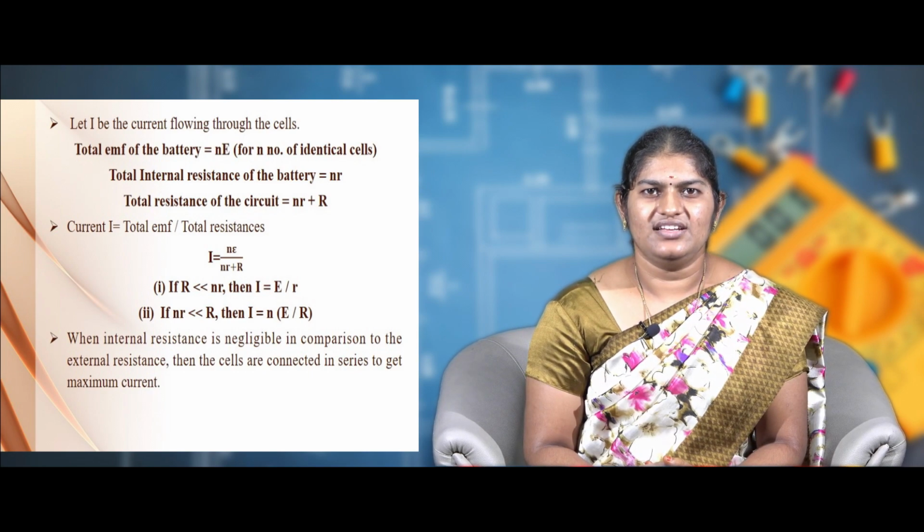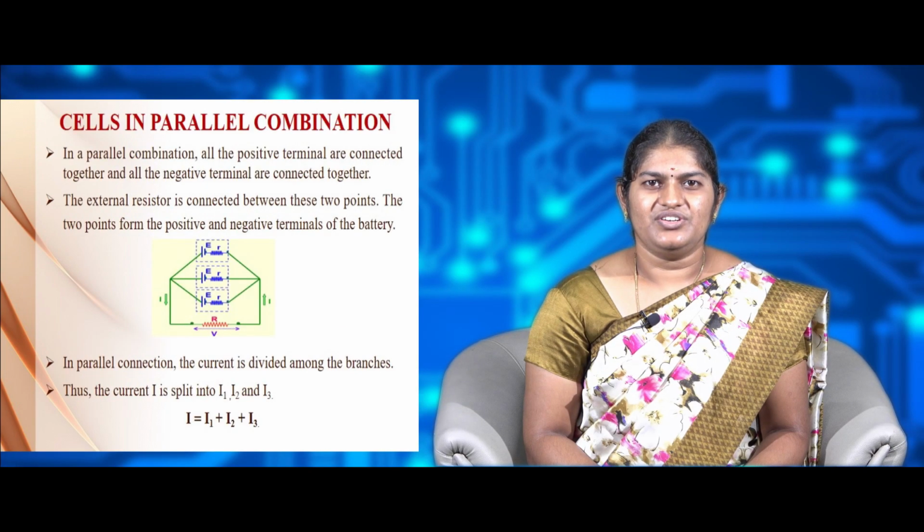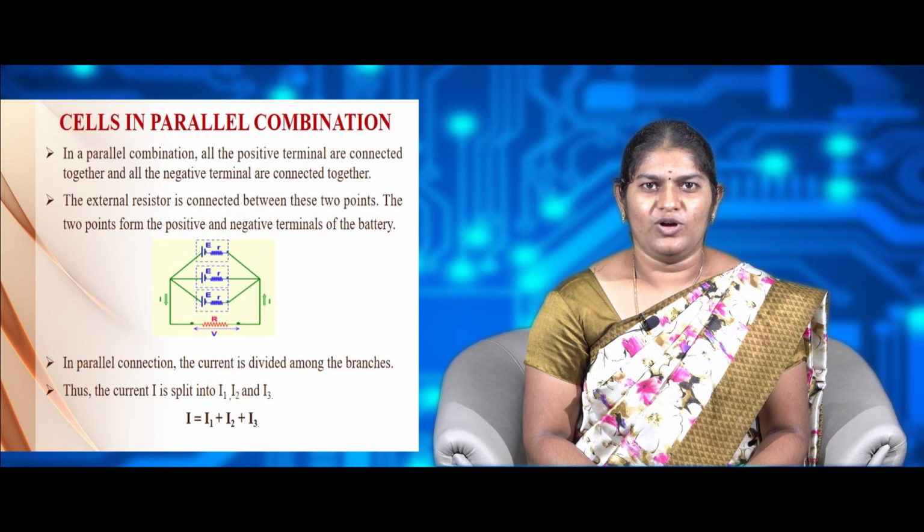If R is less than nr, then I is equal to E by r. If nr is less than R, then I is equal to nE by R. When internal resistance is negligible compared with the external resistance, the cells are connected in series to get maximum current.